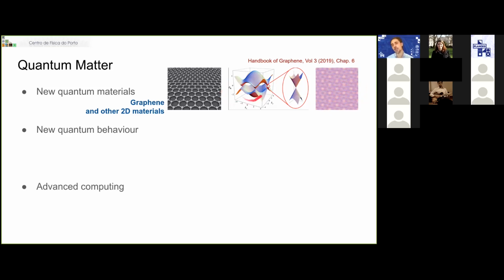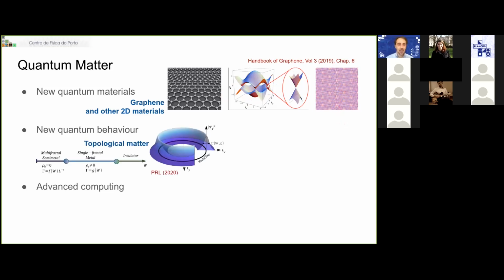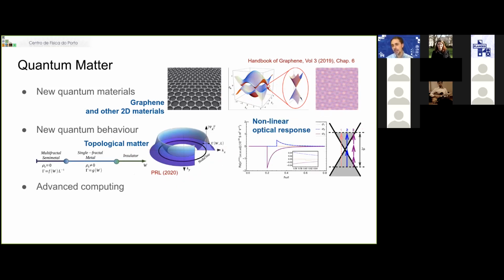This is the spectrum of single layer graphene, and here you can actually find, for instance, superconductivity and strongly correlated phases. And I'm sure all of you, if you have not yet, will hear about this twisted bilayer graphene in the future. New quantum behaviors: topological matter is something that we now also explore in our research unit. And, for instance, nonlinear optical response.